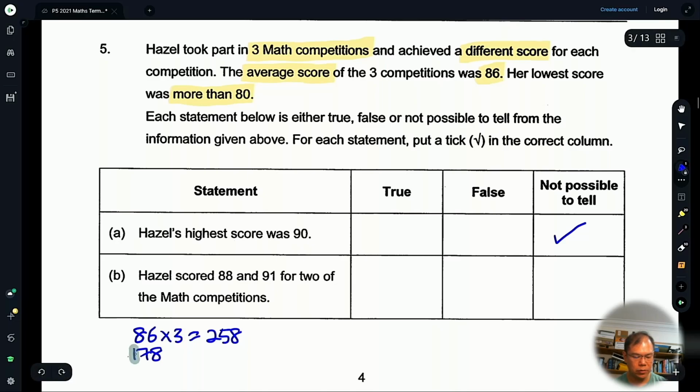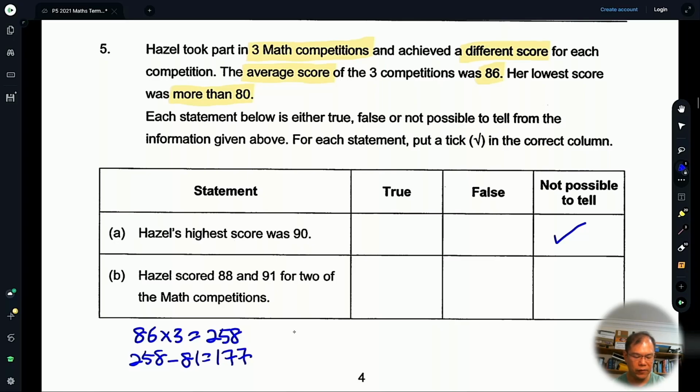Sorry, why do I get 178? If her lowest score was 81, that means the total for the other 2 would be 177, right? So as long as the two other competitions total 177, then this will be a true statement.